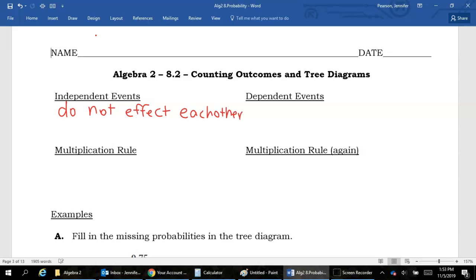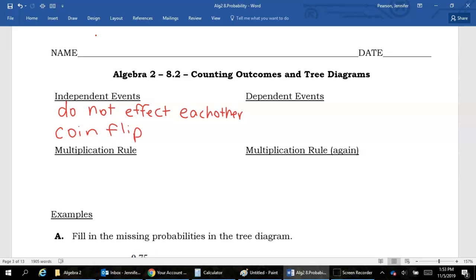So think about a coin flip. When you flip a coin, you have a 50% chance of getting heads, a 50% chance of getting tails. If you flip that coin again, it's still a 50% chance of one side, 50% chance of the other side. Each coin flip doesn't affect the next coin flip.